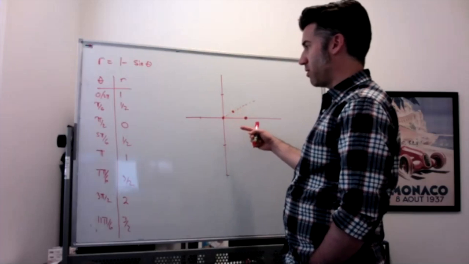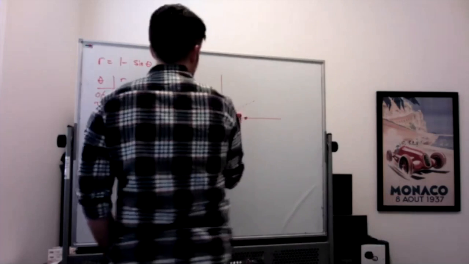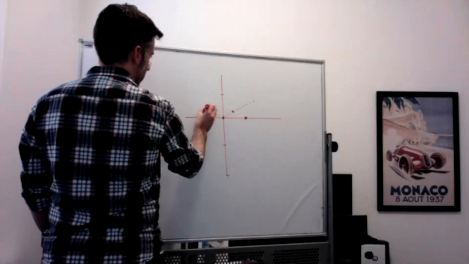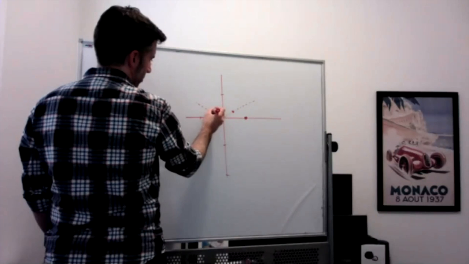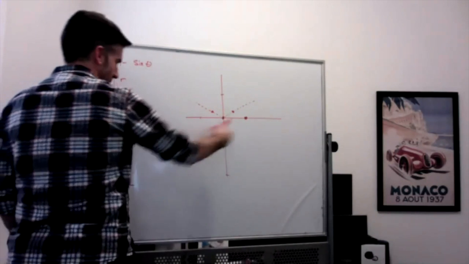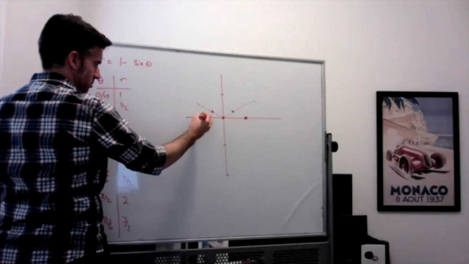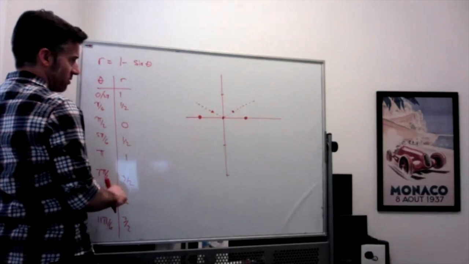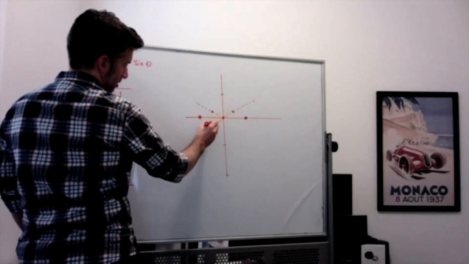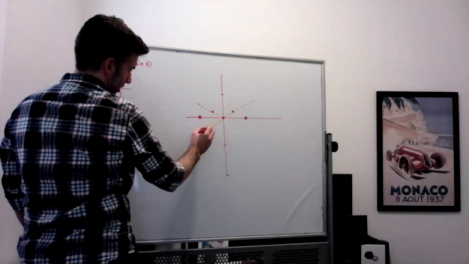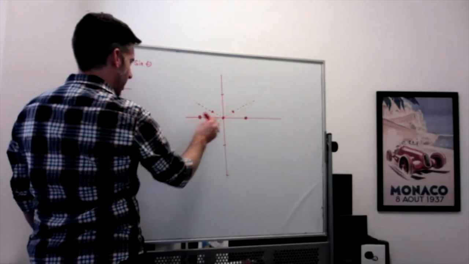And then 5 pi over 6, which is this way, our length is also that same 1/2. And then at pi, which is this way, our length is 1. And then 7 pi over 6, which is this way, right? It's just the opposite of pi over 6. Our length is 1/2 or 3/2.